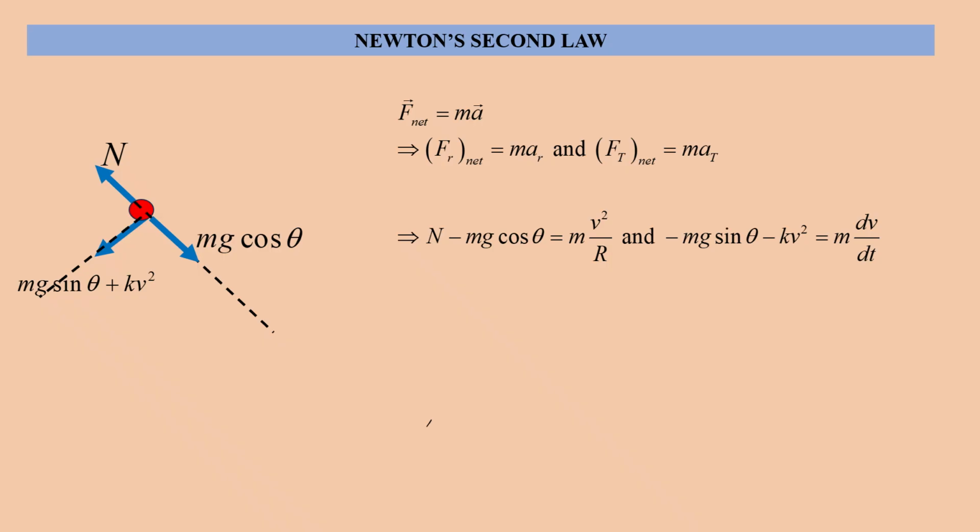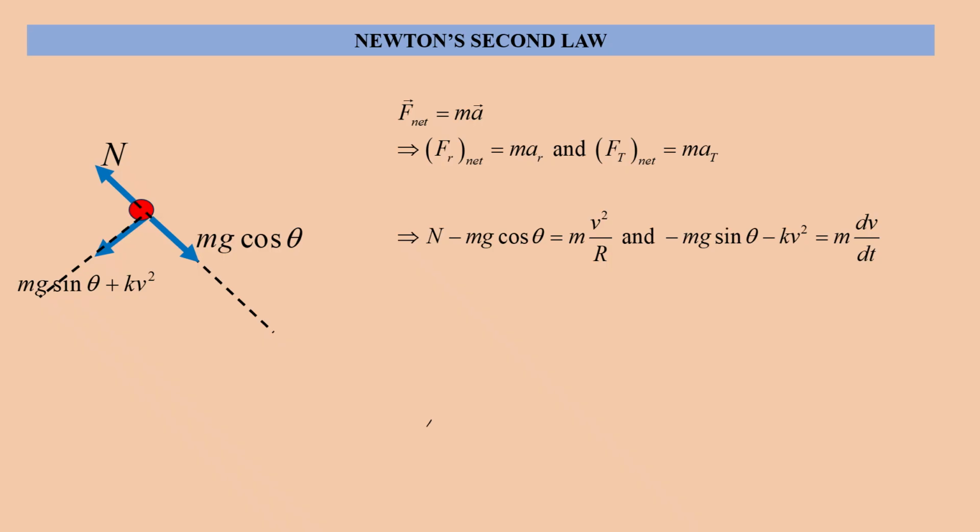Before applying it, we need to resolve it into component form. In circular motion, we resolve our forces into radial and tangential directions. So Newton's second law, written above, can be broken down into two separate equations. Along the radial direction, we have Fr net is m into ar, the net radial force is mass times radial acceleration. Along the tangential direction, Ft net is m into at, the net tangential force is mass into tangential acceleration.